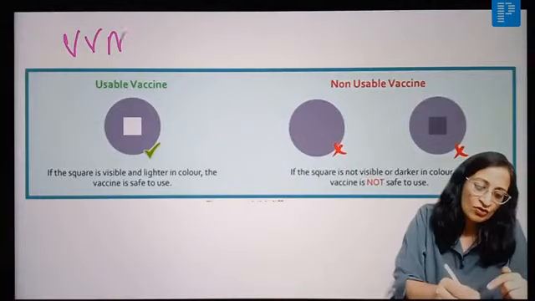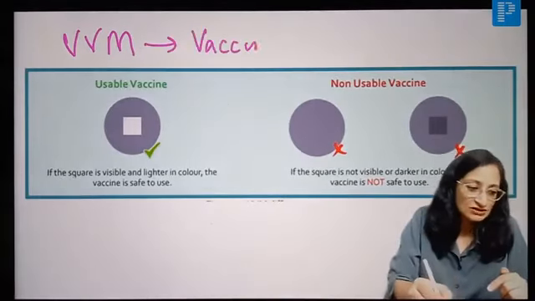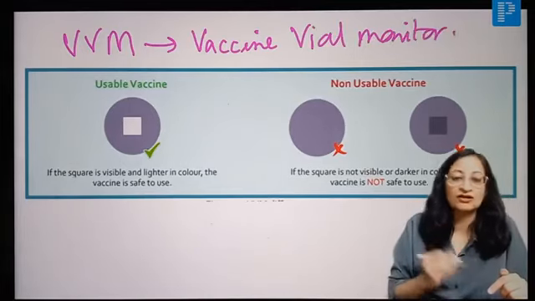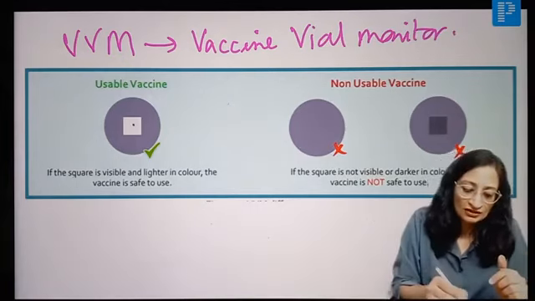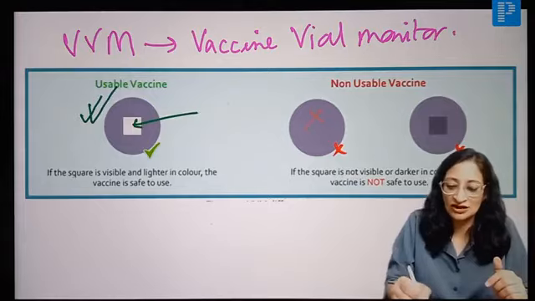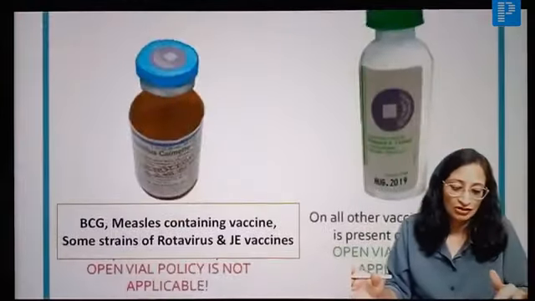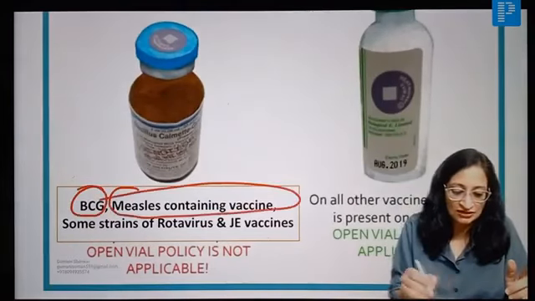This is a VVM. What is the full form of VVM? I want each and every one of you to know the full form of VVM. Vaccine vial monitor. The vaccine vial monitor tells you whether a vaccine has incurred heat damage or not. If the inner square is lighter in color than the outer circle, that means you can use the vaccine. But if it is the same color or darker in color, you cannot use the vaccine. Very important.